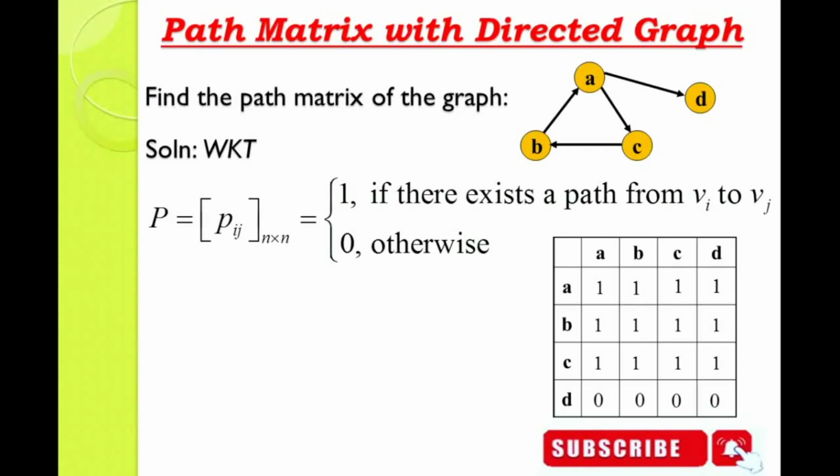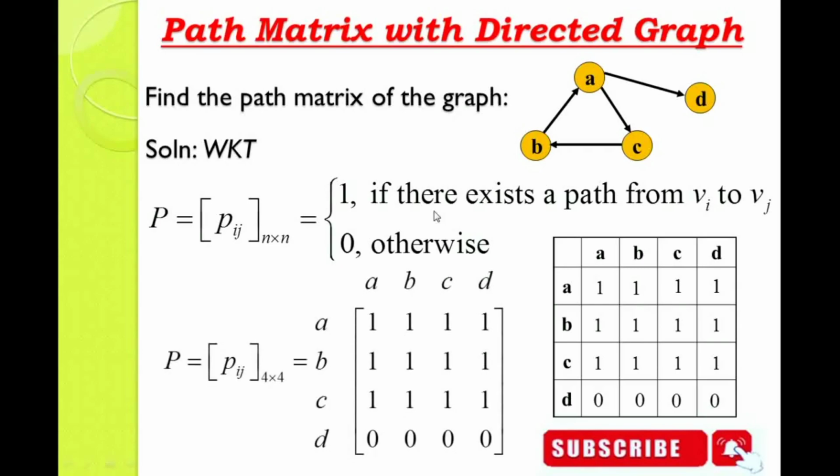So therefore, this is the path matrix. Your matrix P is a 4 by 4 matrix. Both rows and columns are the vertices, and we consider only directed paths.